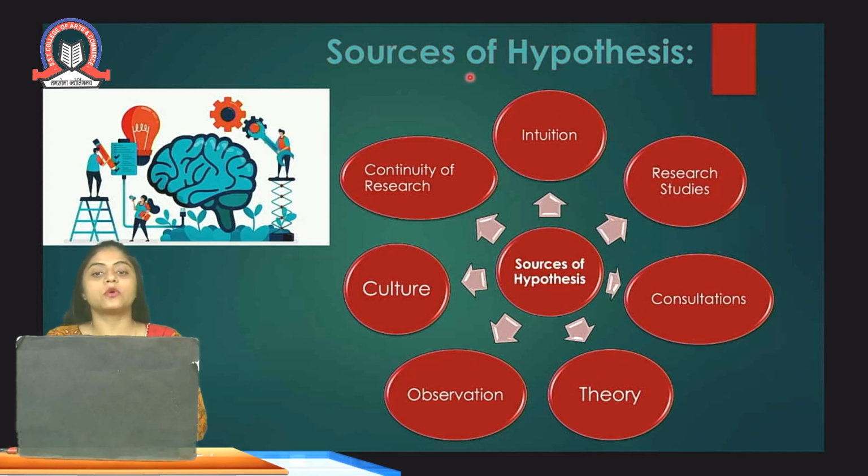Now let's see the sources of framing the hypothesis. Number one is intuition. Whenever certain things come to our mind, like I feel so because the price is increasing, therefore the demand falls. Or, for example, from 15 June onwards there may be rainfall. That is what intuition brings to our mind.